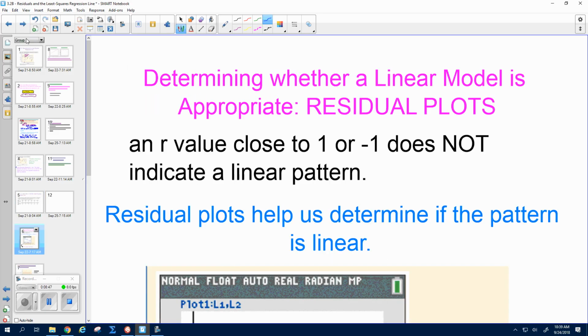So, determining whether a linear model is appropriate. Do you guys remember how we assessed normality with what was called a normal probability plot? This is kind of a similar concept, okay? In order to determine if a linear model is appropriate, we can use what's called a residual plot. Remember that the r value being close to 1 or -1 does not necessarily indicate a linear pattern. I always said look at the scatter plot. You can also look at the residual plot.